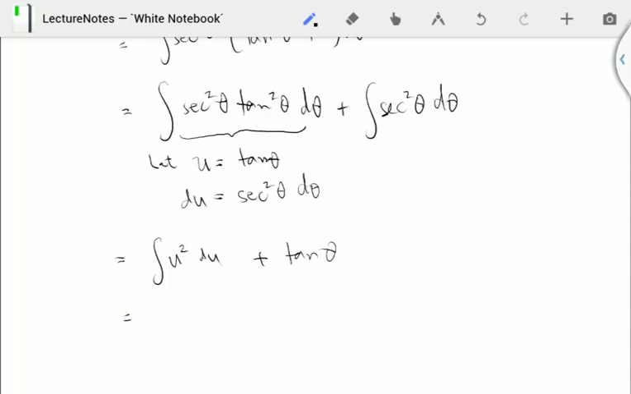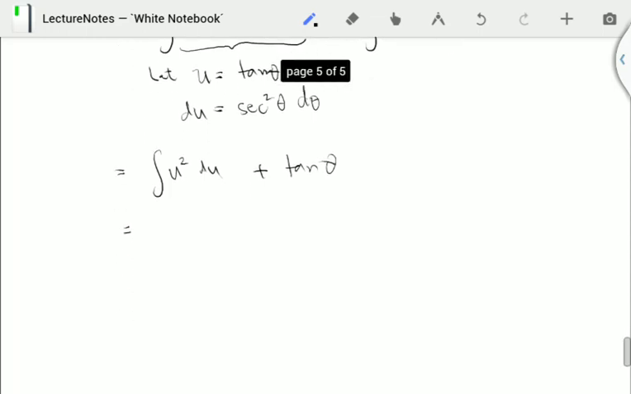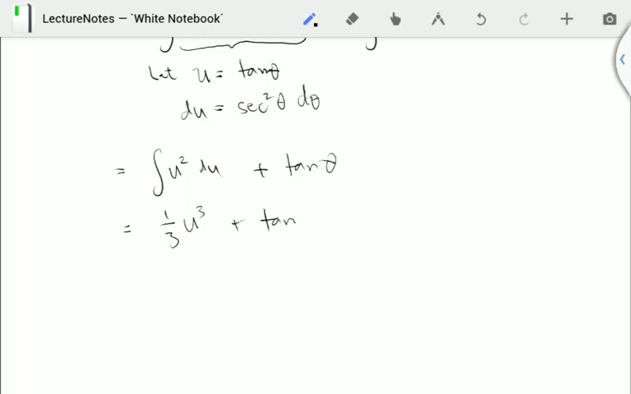So if you integrate u squared, that's trivial. That's just 1/3 u cubed plus tan theta, and of course we substitute back the value for u, which of course is tan. So that's just 1/3 tan cubed plus tangent. That is just your integral of sec to the 4th theta d theta.